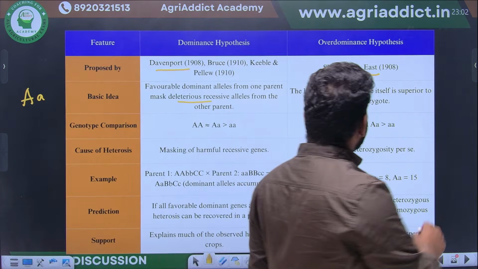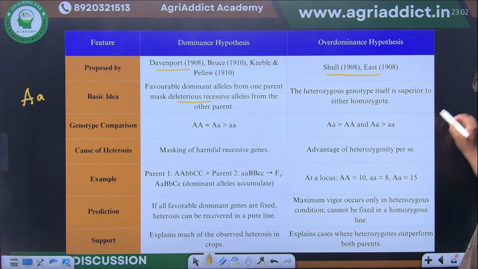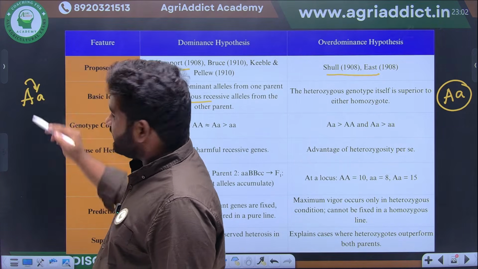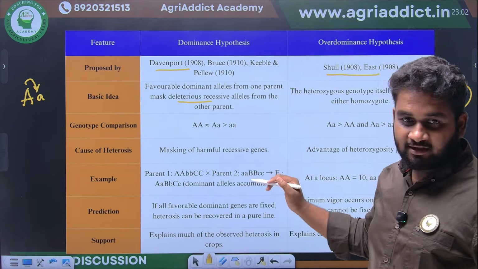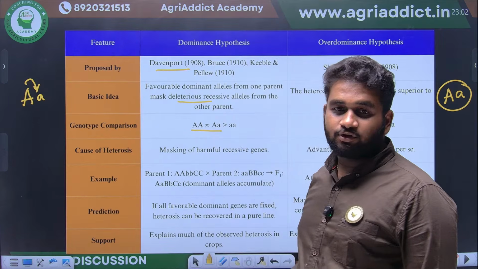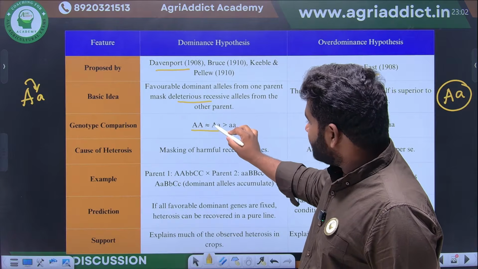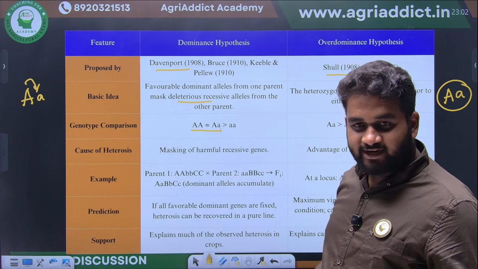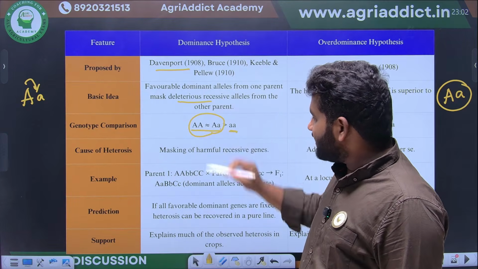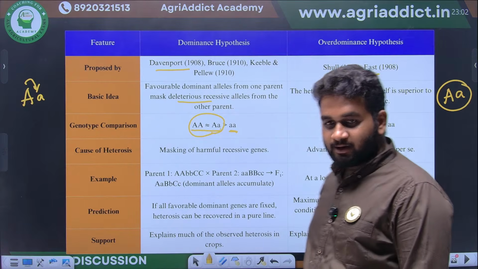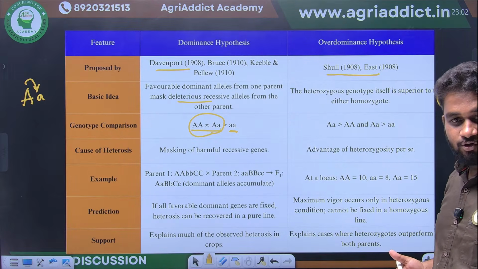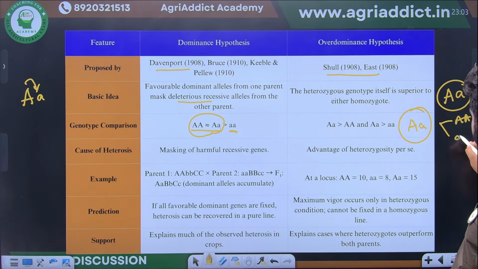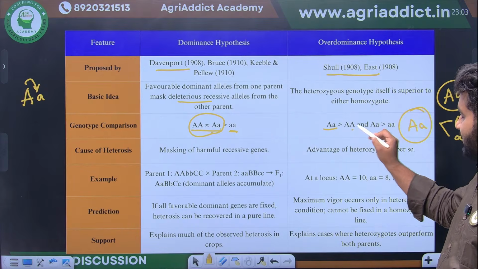But in the case of the over-dominance hypothesis, the heterozygous genotype itself is superior to either homozygote. The heterozygosity itself is superior. But in the dominance case, your dominant allele is suppressing your recessive allele, and that's why you get heterosis. So due to that idea, you can see capital A capital A and capital A small a are both similar. In capital A small a, capital A is suppressing small a and it gives heterosis. But in the case of capital A capital A, there is no need of suppressing, so itself it will give heterosis. So both are equal compared to small a. But in the case of over-dominance, heterozygosity itself is the reason. Capital A small a is superior over both capital A capital A and small a small a. You can see here, it is superior over capital A capital A and also superior over small a small a.